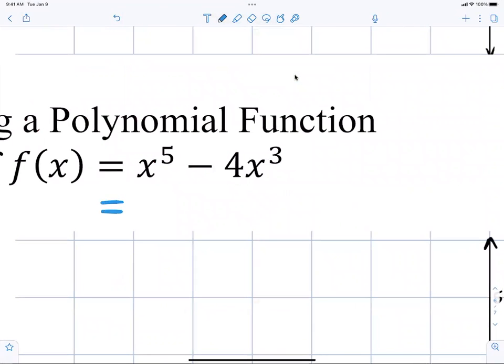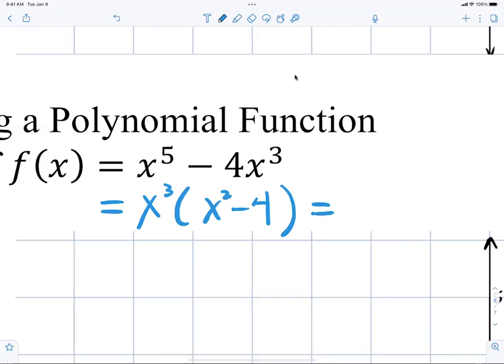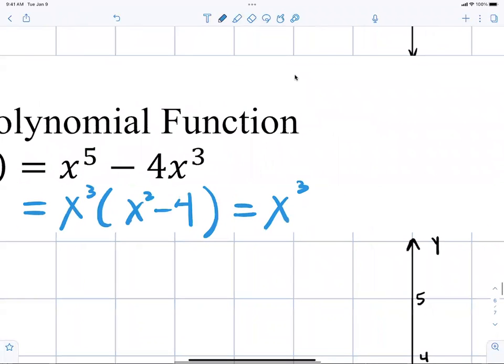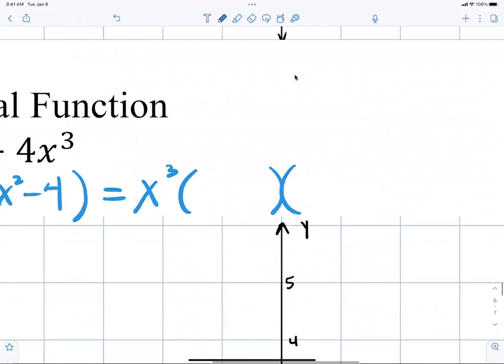Okay, GCF of those terms? That would be x squared minus 4. Plus 2x minus... What do we call it when we do that? We're factoring. We're factoring a difference of two squares.